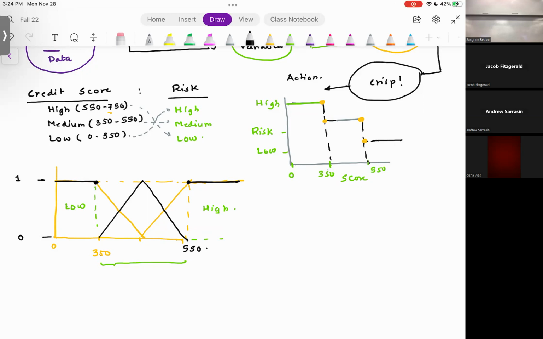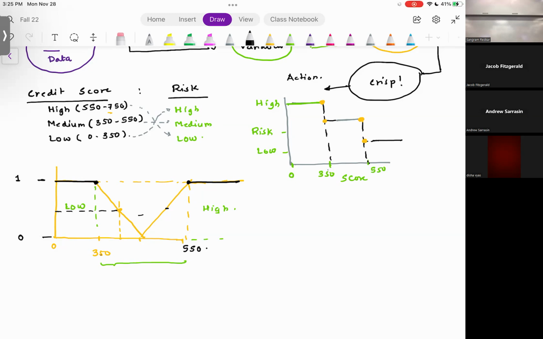I just want to give you an example. Imagine someone's credit score is somewhere here. If someone's credit score is here, then that person has 50% or 0.5 low credit score, and 0.5 high credit risk. So basically what it means is we have fuzzified this input.